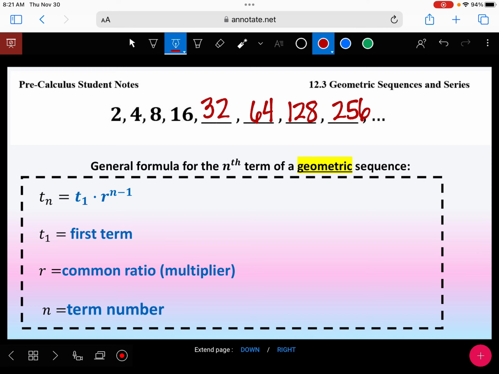Whenever it's a geometric sequence, go ahead and fill this in. This is the general rule that you're going to use for a geometric sequence. For a geometric sequence, you always have T1 times your multiplier to the power of n minus 1. So we have to know T1. We have to know the common ratio, which is our multiplier. What am I multiplying by? And we have to know the term number.